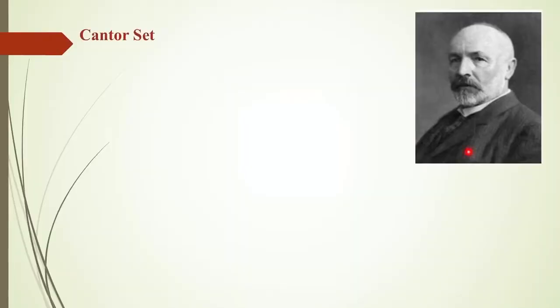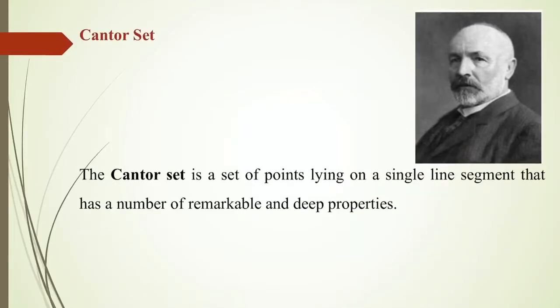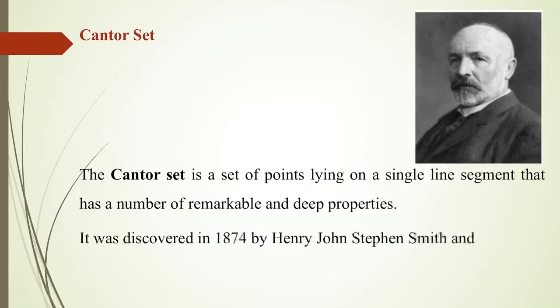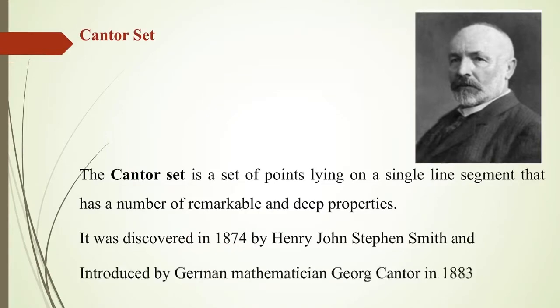Mathematician George Cantor. This is a set of points lying on a single line segment that has a number of remarkable and deep properties. It was discovered in 1874 by Henry John Stephen Smith and introduced by the German mathematician George Cantor in 1883. Now we will see how we can construct a Cantor set.